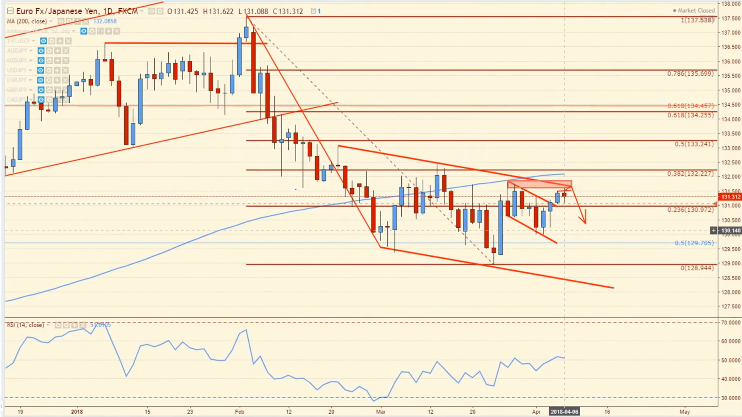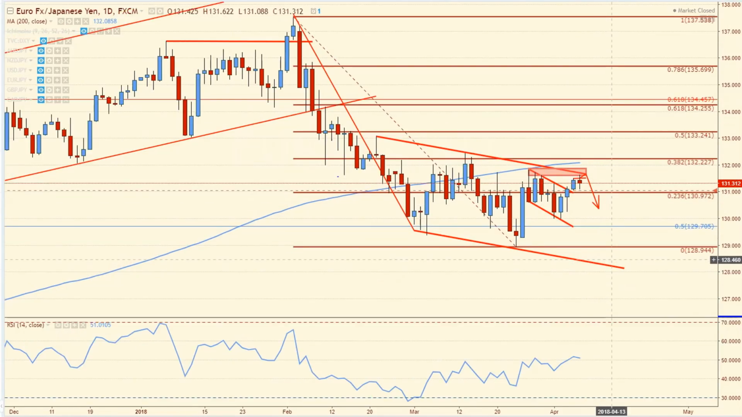You'll notice that the euro yen hit channel resistance. I'm telling you guys, if the euro yen breaks back below 131, we're probably going to be coming back down towards these channel lows, which could come back down towards 129, maybe even as low as 128 by the time we get down there. And you can look at all the other yen pairs too.